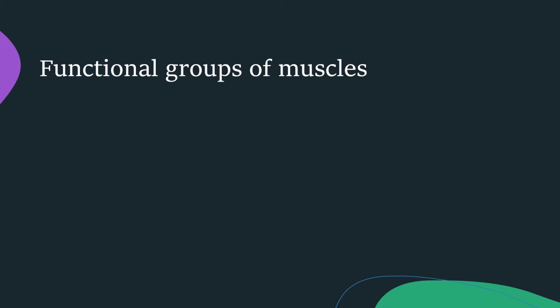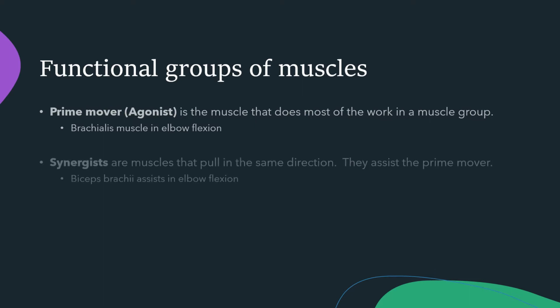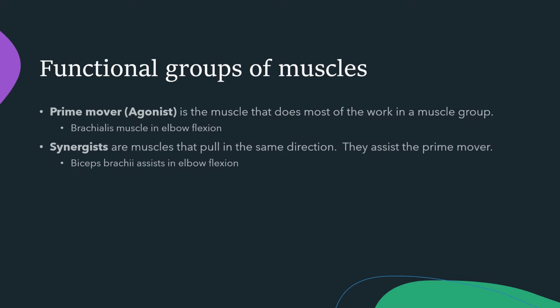Functional groups of muscles. The prime mover, or the agonist, is the muscle that does most of the work in a muscle group. For example, in elbow flexion, it would be the brachialis. Synergists are muscles that pull in the same direction. They assist the prime mover. A great example would be the biceps brachii assisting in elbow flexion.